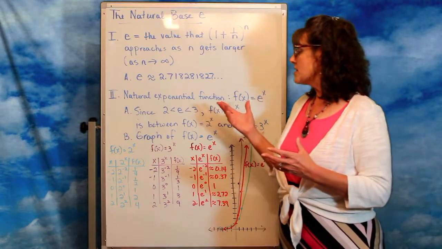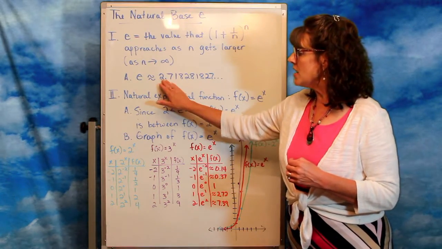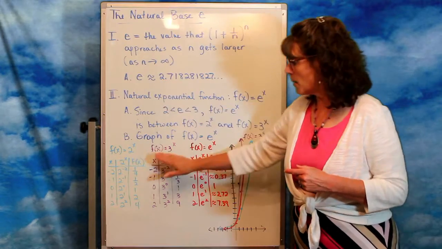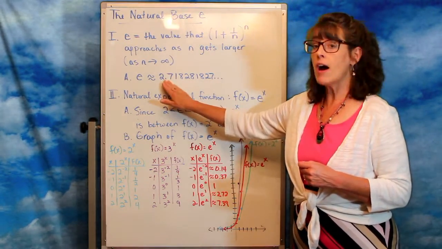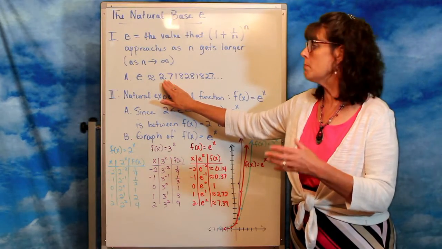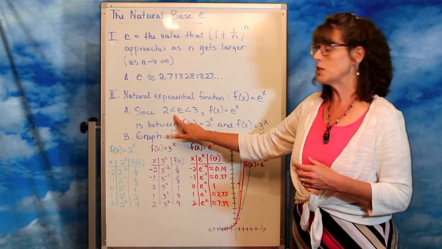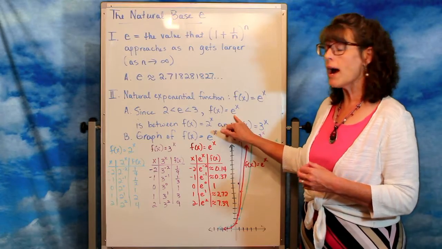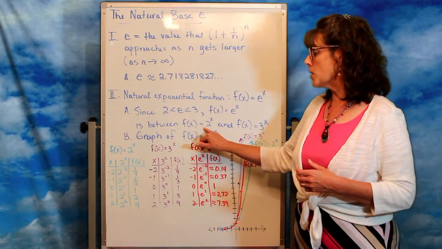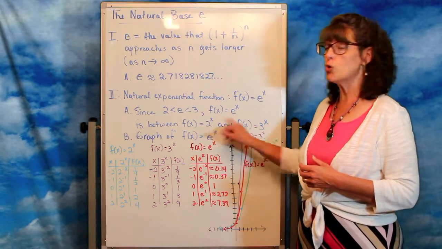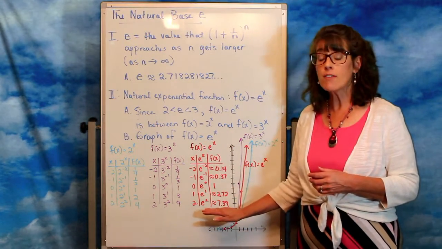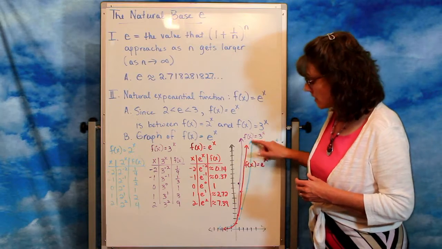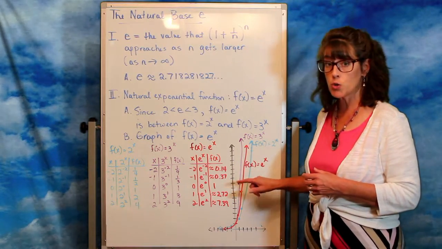So, let's take a look at the fact that this e is between a 2 and a 3. This is why I put the graph of 2 to the x and the graph of 3 to the x on there. That e value is between a 2 and a 3. So it makes sense that since e is between 2 and 3, this function is going to be between these two graphs. And take a look at how we are graphing this e to the x. Notice here, yes, it is between those two graphs.